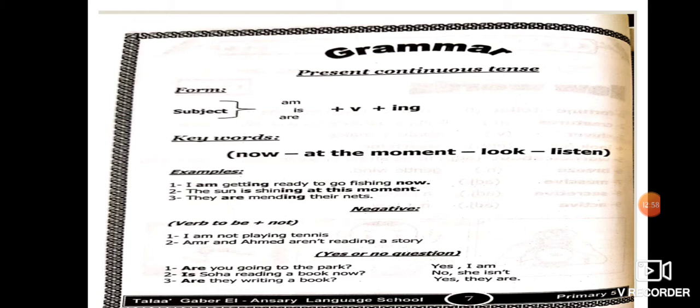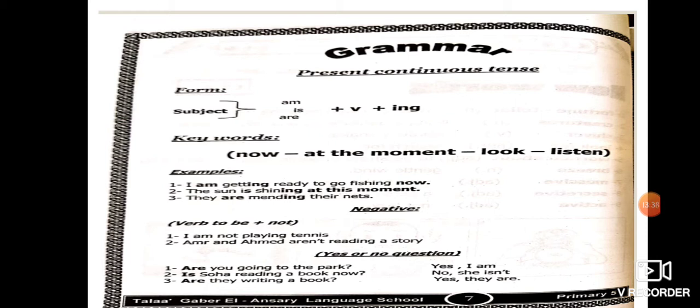We use the verb to be in the present: am, is, are, plus verb ing. We have two verbs here, the helping verb am, is or are, and the main verb plus ing. We have some words that help you know the tense, like now, at the moment, look and listen. Look and listen always come at the beginning of the sentence, and we write them with capital letters.